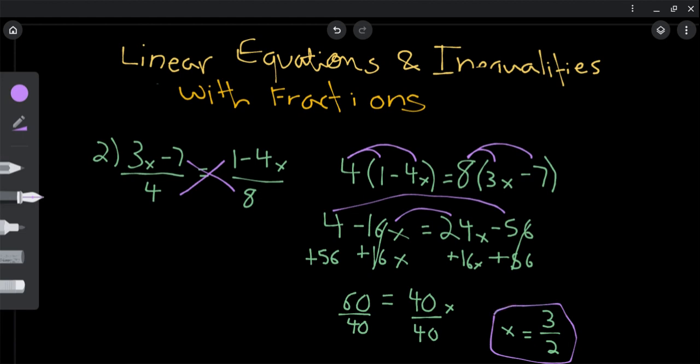I hope you learned something. Remember that when it's fractions, you cross multiply first, and then for both of them, you expand brackets, and then you do like terms, and you add or subtract. Then isolate the variable. Done. Bye.